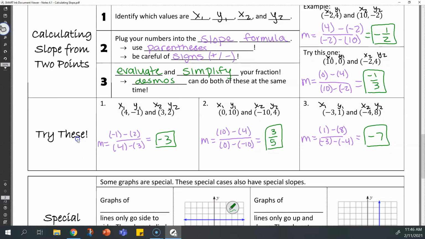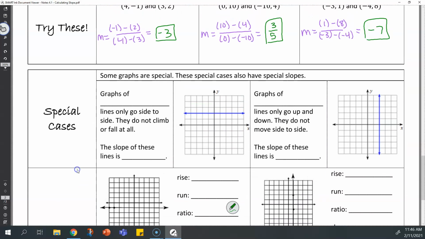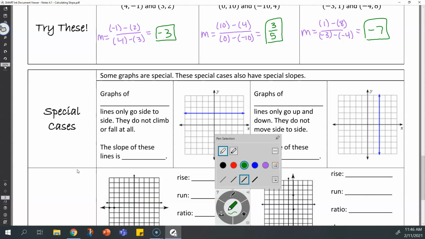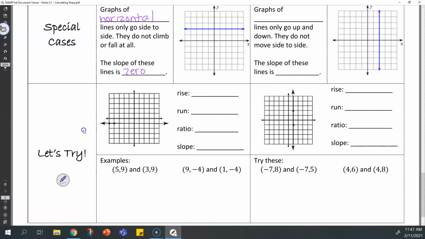All right, so at the beginning, I mentioned that we would be coming back to our special cases to talk about them just a little bit more. So remember that graphs of horizontal lines only go side to side. Okay, they don't go up or down at all. They just continue straight in a flat way. Remember that the slope of these lines is 0. And I'm going to mathematically show you why that is here.